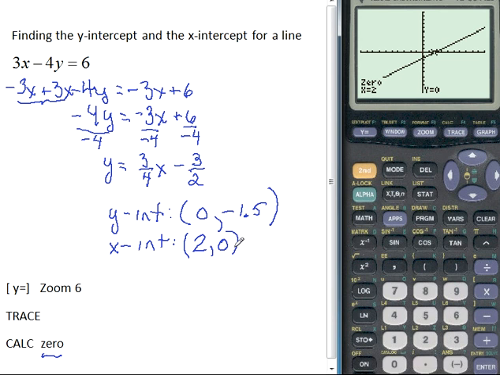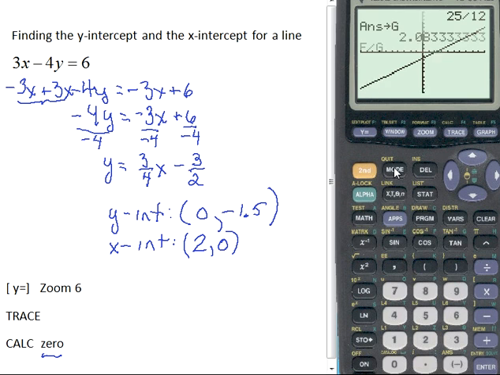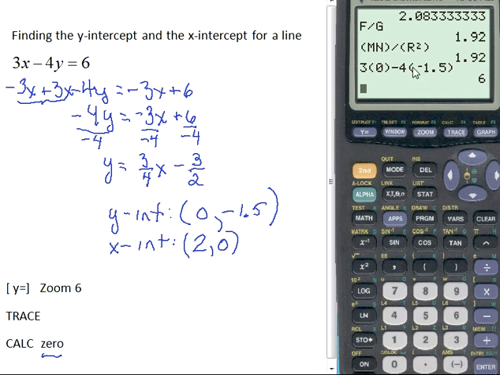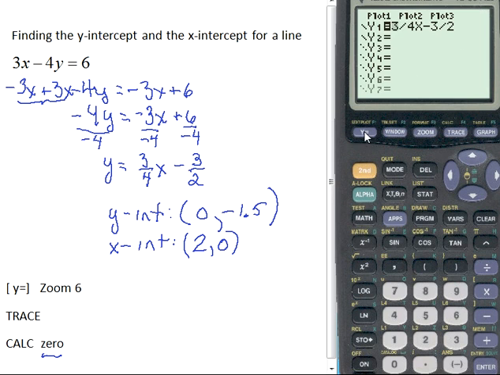Now we want to double check that these are indeed points on the function, so let's go back to the regular screen by hitting second quit and just enter 3 times 0 as our x, minus 4 times negative 1.5 as y, and that indeed should give us 6, and it does. And then hit second enter.